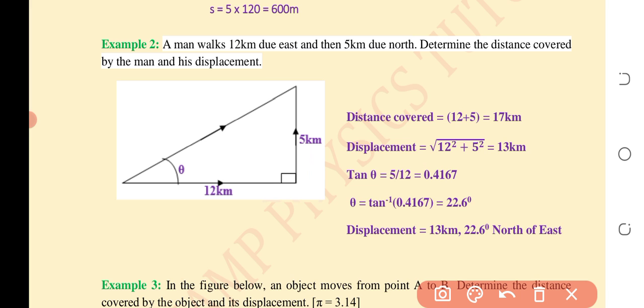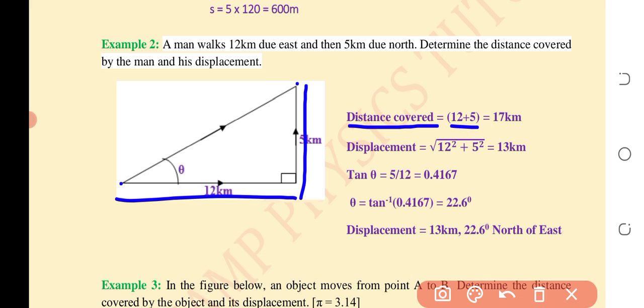Remember the definition of distance. Distance is how far an object will have gone. So considering this fact, how far this man walks from the initial position to the final position is what we call distance, and that is 12 kilometers to the east plus 5 kilometers to the north, and we have 17 kilometers for the distance.